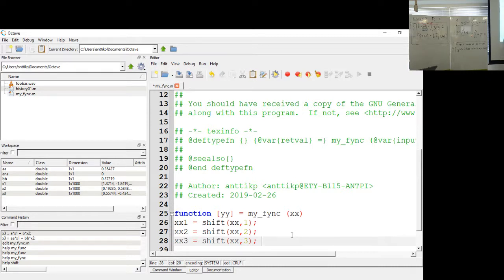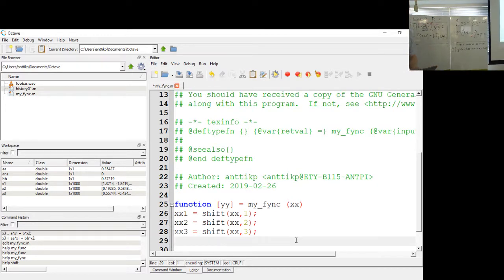Okay, so now I can make the output YY, which is YY equals 1 divided by 4 times XX plus XX1 plus XX2 plus XX3. Right. Okay, that's my function. And now I can call it. Save it, and calling my func would return this value. That's how easy it is to make functions.